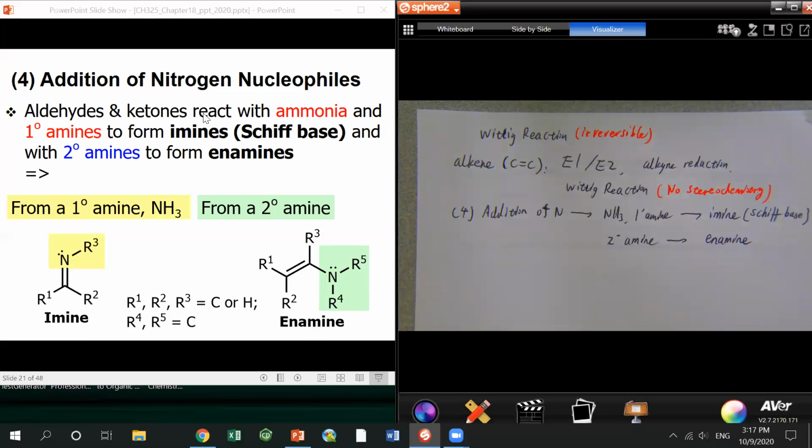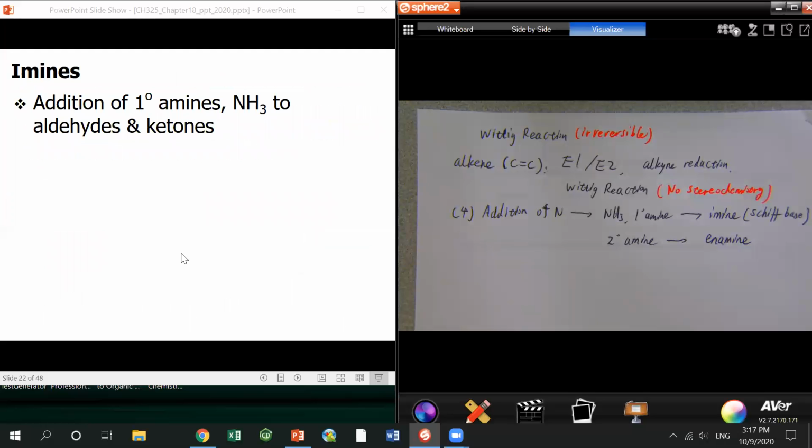So that's the amine, the nitrogen nucleophile. We will learn these two one by one. First we learn primary amine or ammonia as a nucleophile, which makes the imine, and then we'll learn the secondary amine for the enamine reactions.